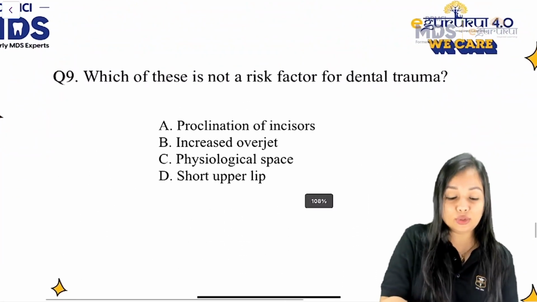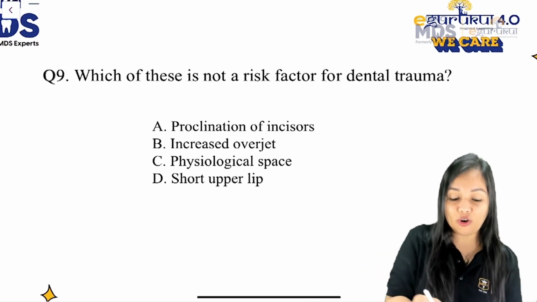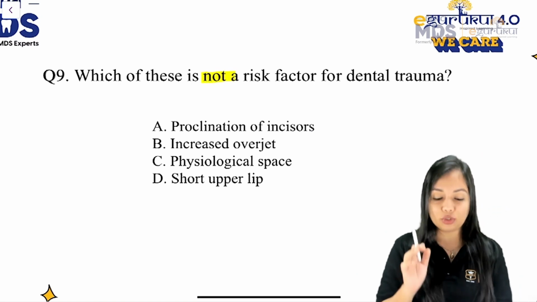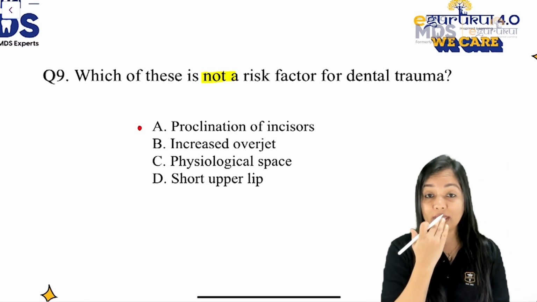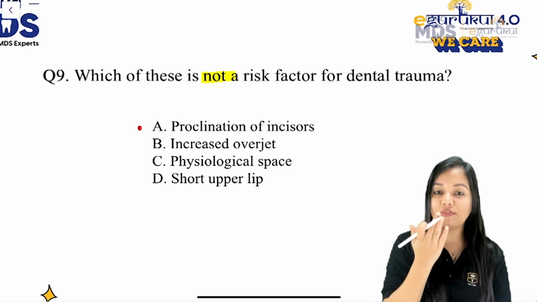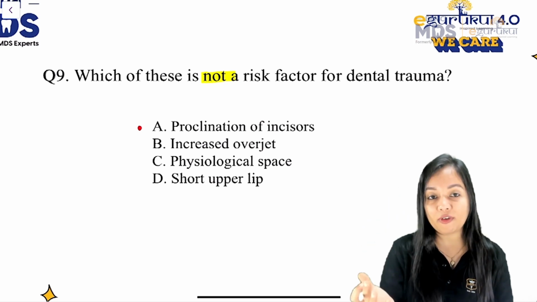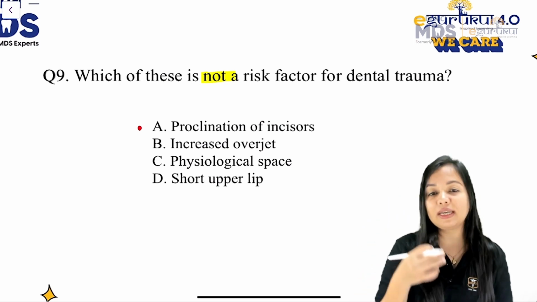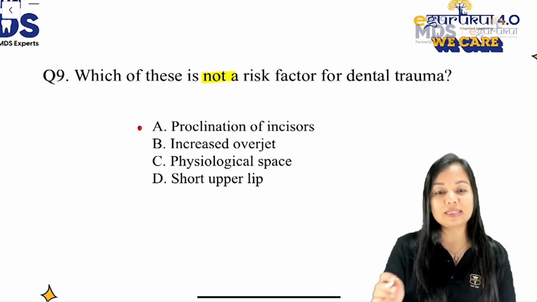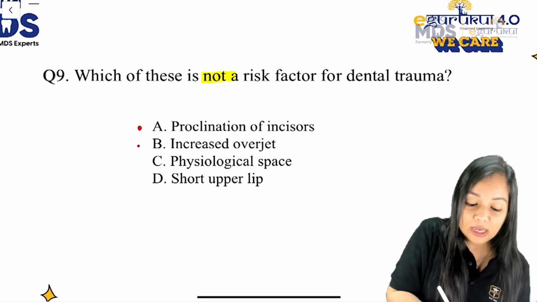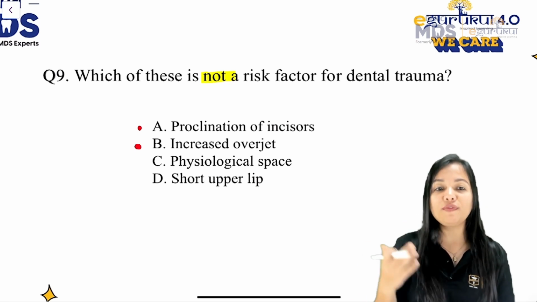Clear? This gets us to the 9th question, which is, which of these is not a risk for dental trauma? So when we look at the options, proclination of incisors. When the incisors are proclined, they are at a risk of dental trauma. If the child falls down, or hits the face somewhere, the first thing that is going to come in contact and get traumatized are the incisors if they are proclined. So proclination of incisors is definitely a risk factor for trauma. Increased overjet is again the same meaning. Increased overjet means proclination of incisors.